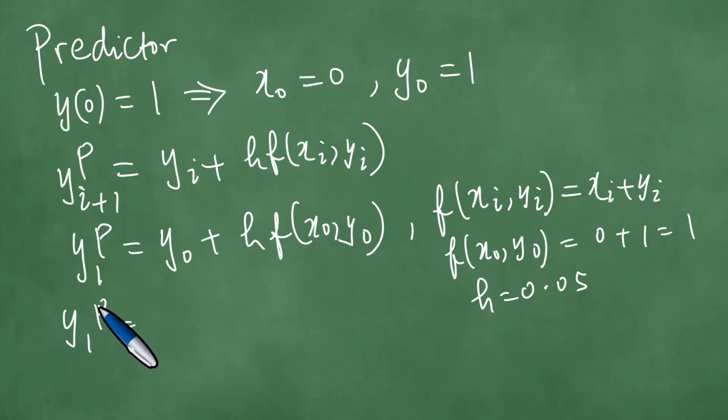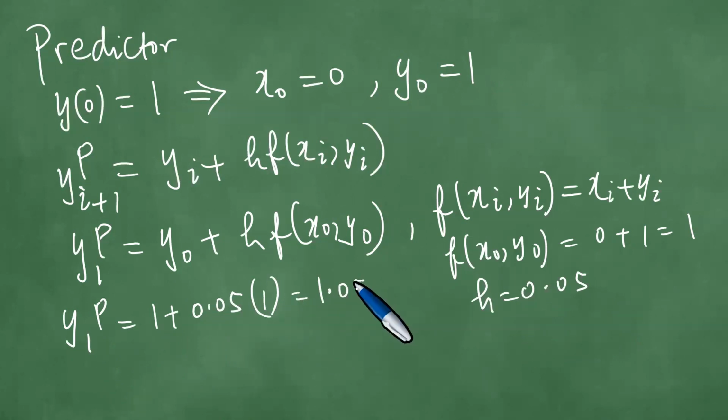Now, what is y0? It is clearly 1, plus the step 0.05 times 1, which gives 1.05. And this here is y1 for the predictor. Awesome stuff. Right, after we got the predictor, we subsequently get the corrector as well. So now we go to the corrector.